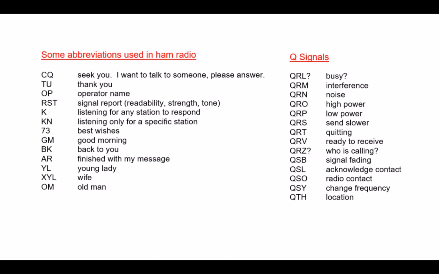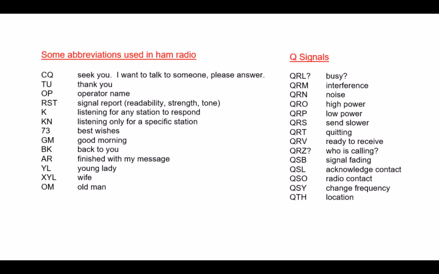QRS means send slower. Perhaps someone's having trouble copying that fast. Maybe they're new at CW. Maybe they've been off the air for a while and are just coming back. Anyway, they're having trouble copying you, so could be band conditions are bad. So they just mean send slower.